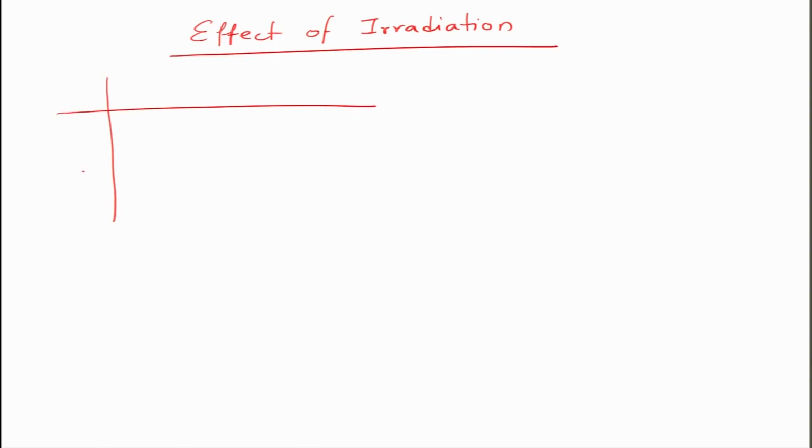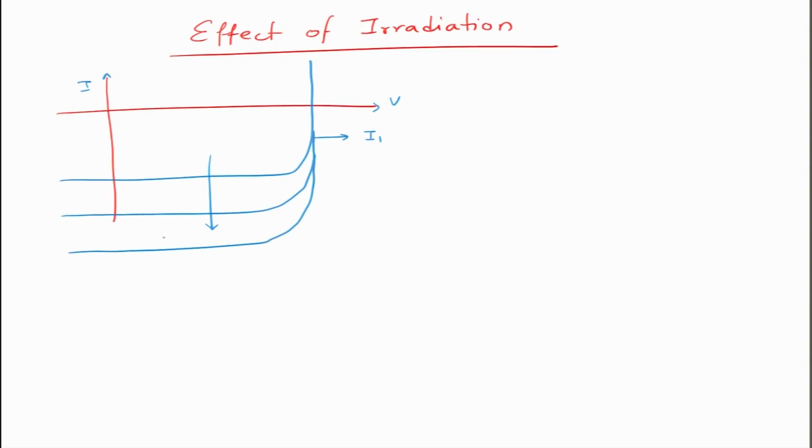So, the effect of irradiation. Let us say this IV curve is for a solar intensity I1. If you look at the equation, since the current is directly proportional to the intensity, if you increase the intensity, the curve should shift down. And you can keep going in this direction. Ideally speaking, this is how it should behave.